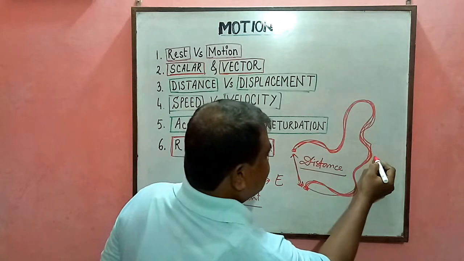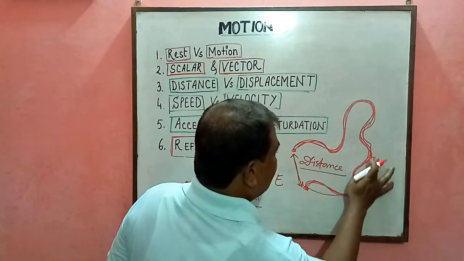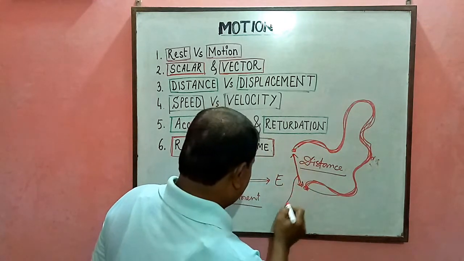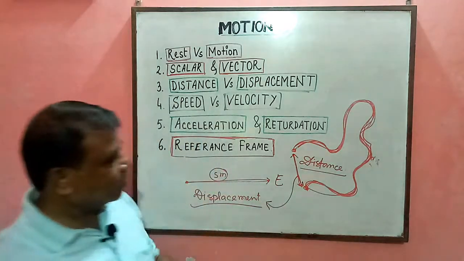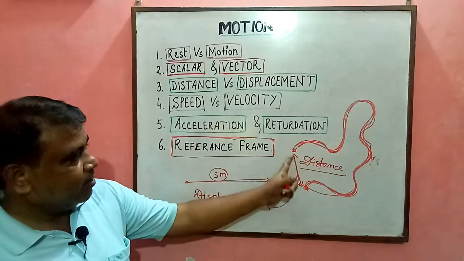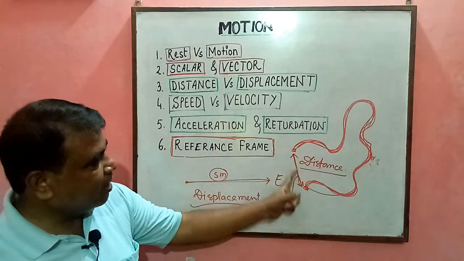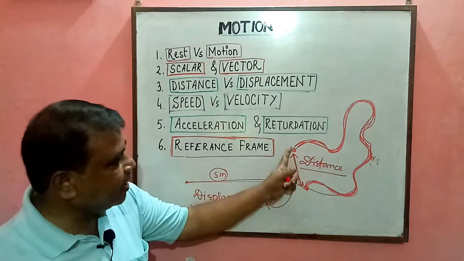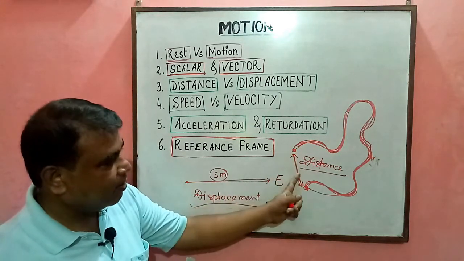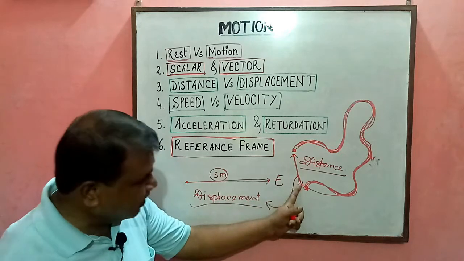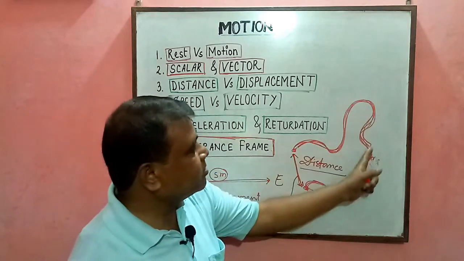This is your distance, and this quantity is your displacement. Here, this is the distance between the initial and final. The shortest distance between the initial and final position is the displacement, whereas the distance covered is this much.